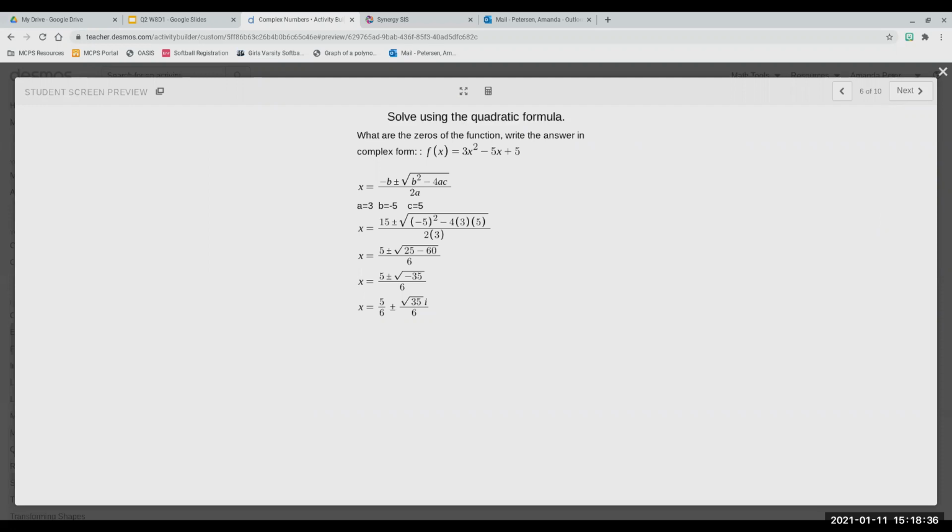You should have ended up with the final answer of x equals 5 over 6 plus or minus the square root of 35i divided by 6. That would be your final complex solution. A couple of things to be aware of: when you put a -5 in for b, remember minus a negative is going to make this a +5.